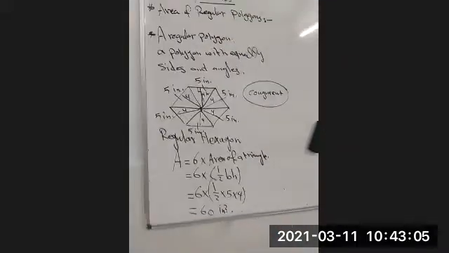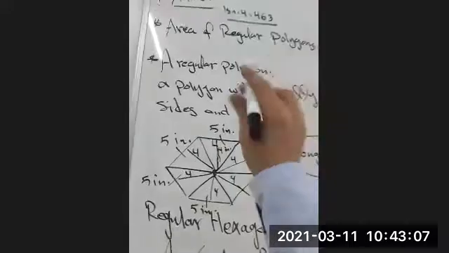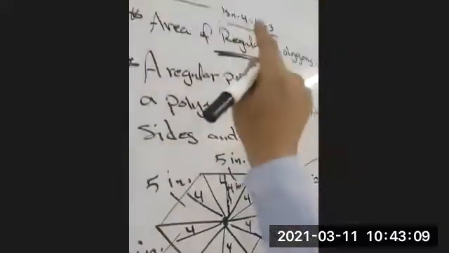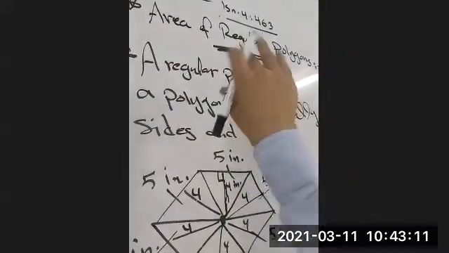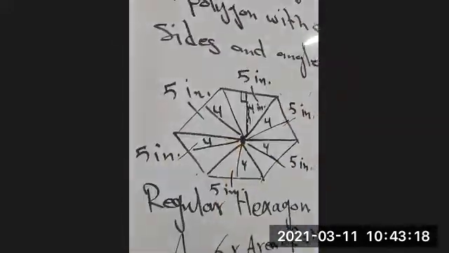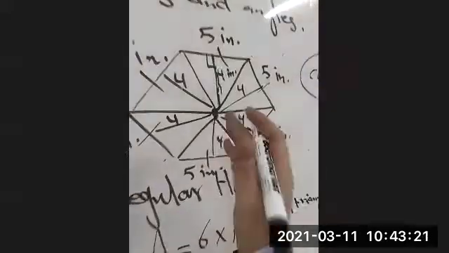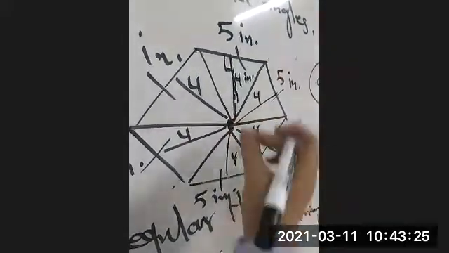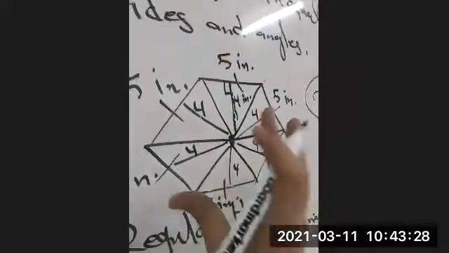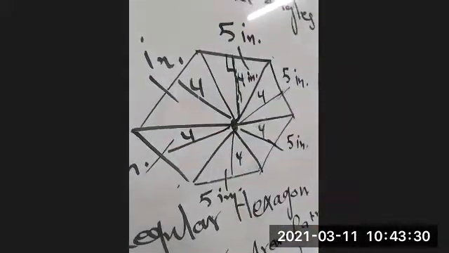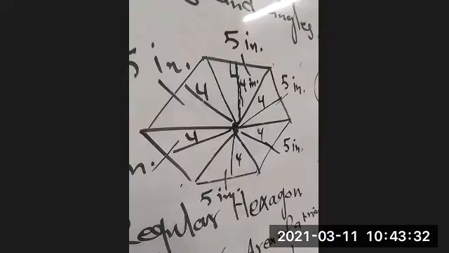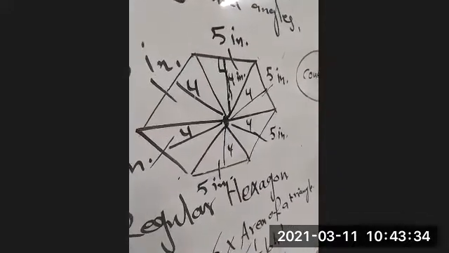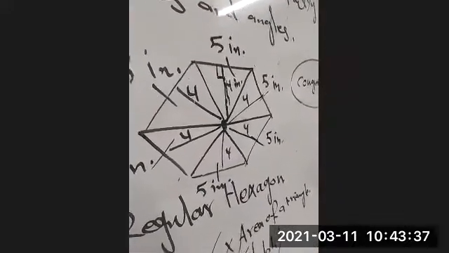So how do we find the area of regular polygons? This way works only for regular polygons. Other polygons have another way. Regular means all the sides are equal. We divide the polygon from the center into triangles. If we have 6 sides, that means 6 triangles. 7 sides means 7 triangles. 8 sides means 8 triangles, and so on.